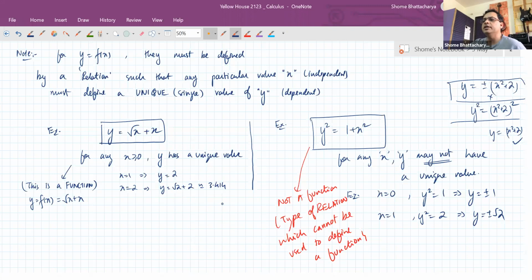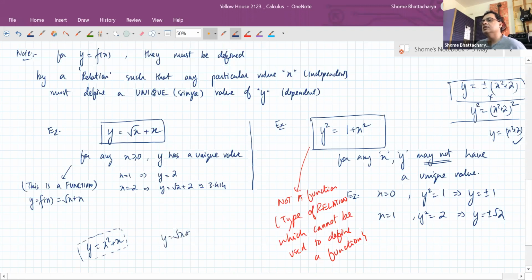But there can be some kind of limitation on x. In a function like y is equal to x square plus x, there's no limitation on x. x can be anything from minus to plus infinity. But in a function like root x plus x, there's a limitation. x can only be non-negative real numbers. So there's no problem if there's a boundation on x. But the important thing is the statement that I've written above, that it must be defined as a relation such that for any particular value of x, we get only a unique value of y. You should not get multiple values of y.